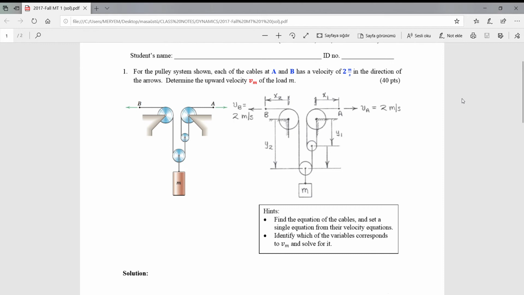The dynamic course is engineering. I will try to help you solve this question that I share with you.